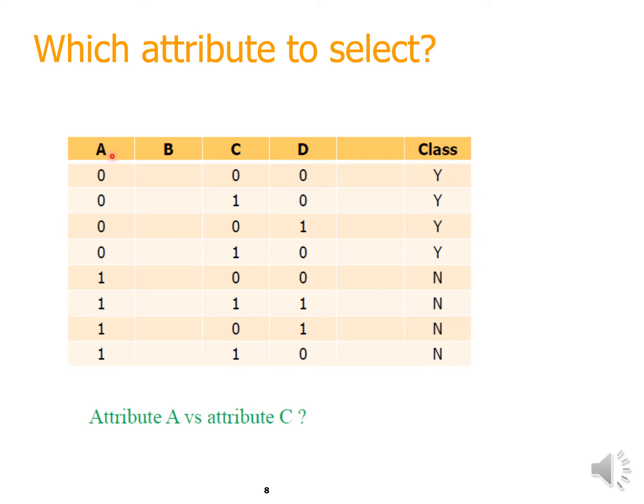It's clear. In attribute A, when you choose an attribute value, the class value is homogeneous. When attribute A is 1, every class value is N. When attribute A is 0, every class value is Y. So what we need is that when an attribute value is selected, the class values are homogeneous, or pure. That's the best scenario. In that sense, we like attribute A.